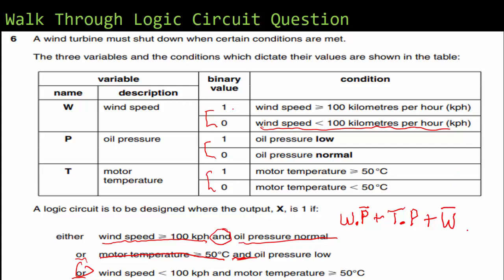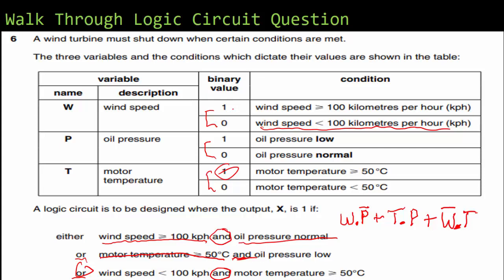Not W. And then they want me to AND it together with motor temperature greater than or equal to 50 degrees Celsius, and that is this value right here. Motor temperature is greater than or equal to 50 degrees Celsius. That is represented by T. So now I have this, and because I have this formula, it'll make it so much easier for us to draw our logic circuit, which we're going to need to do on the next slide.